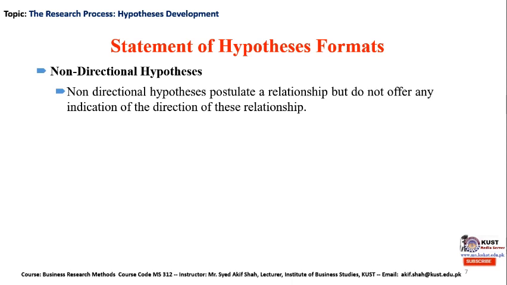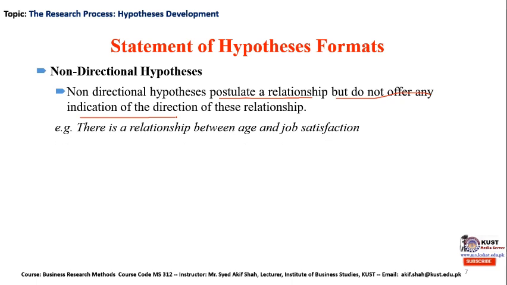The third format can be a non-directional hypothesis, where there is no direction. Non-directional hypotheses postulate a relationship between two variables but do not offer any indication of the direction, like whether the variable is impacting in a positive fashion or in a negative manner. For example, there is a relationship between age and job satisfaction. A researcher is interested to find out the nexus or relationship between age and job satisfaction, and there is no positive or negative direction highlighted in this hypothesis.